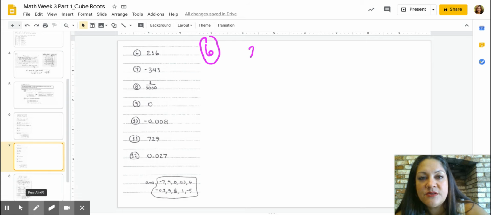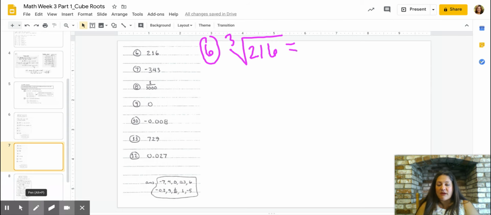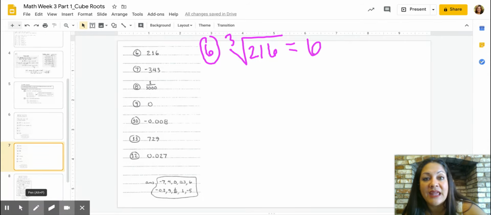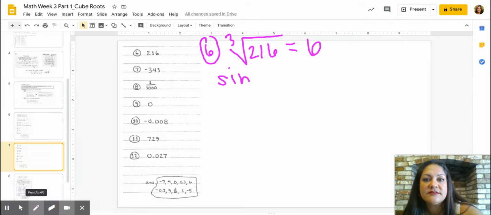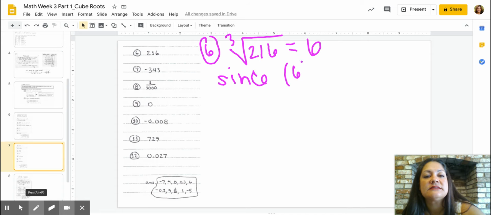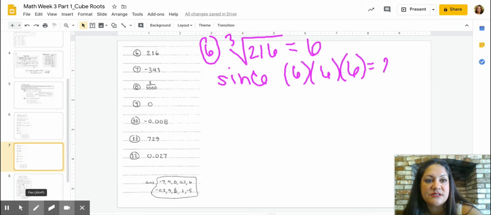Okay, number 6. We have 216. What is the cube root of that? Now look, I don't have these ones memorized. I'm simply going to use my calculator. 216, turn it sideways. Cube root is 6. And that is since 6 times 6 times 6 equals 216.